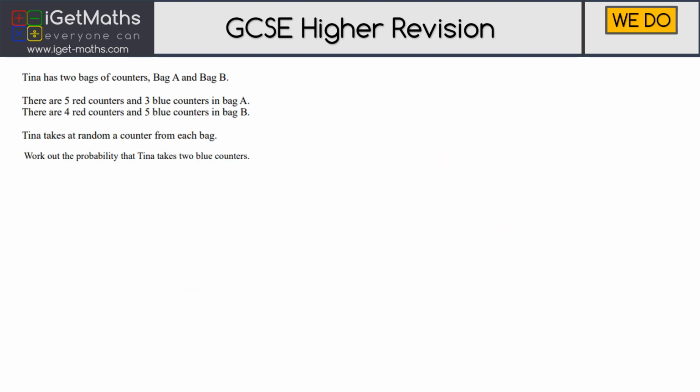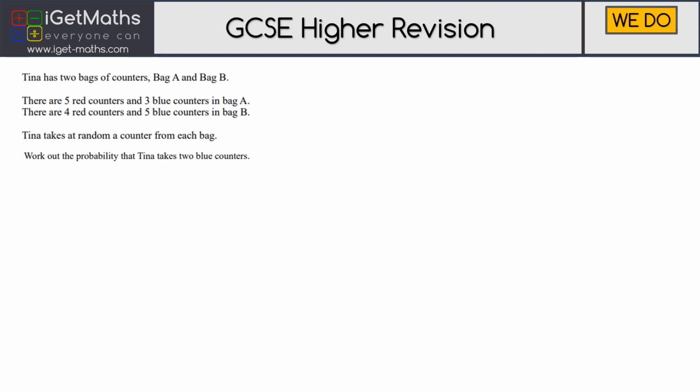Okay, Tina has 2 bags of counters, bag A and bag B. There are 5 red counters and 3 blue counters in bag A. There are 4 red counters and 5 blue counters in bag B. Tina takes at random a counter from each bag. Work out the probability that Tina takes 2 blue counters.